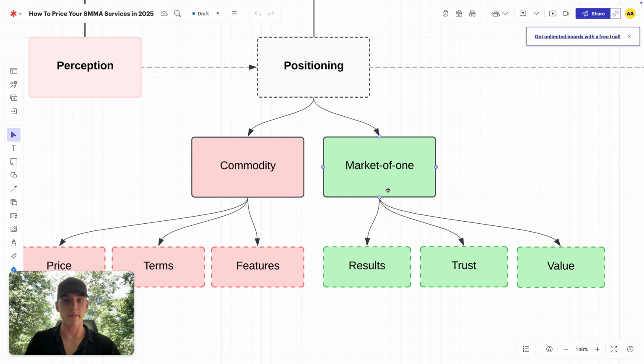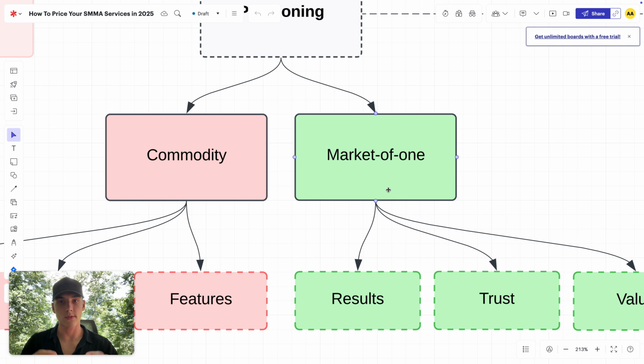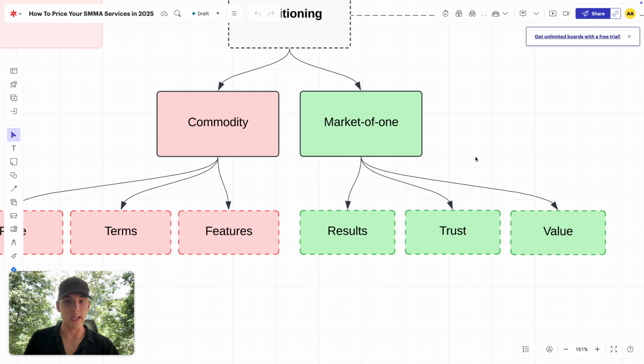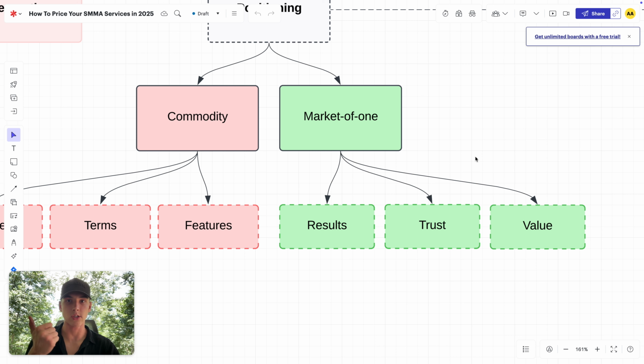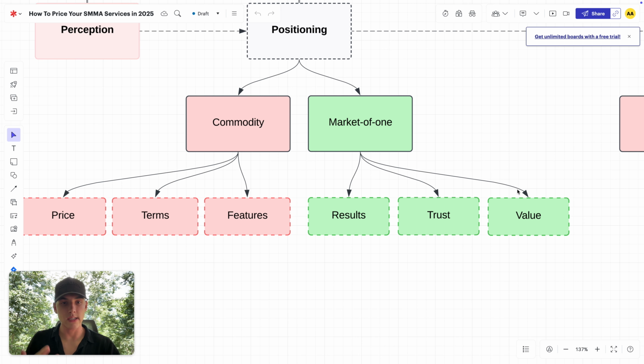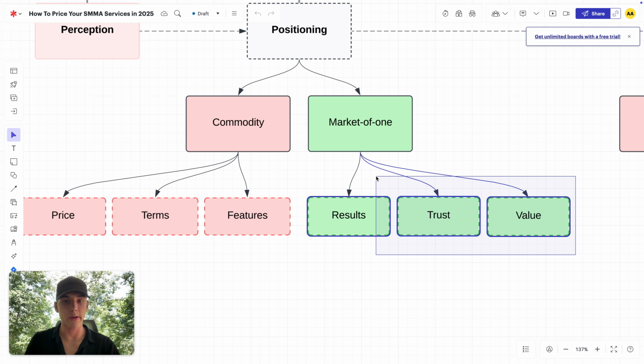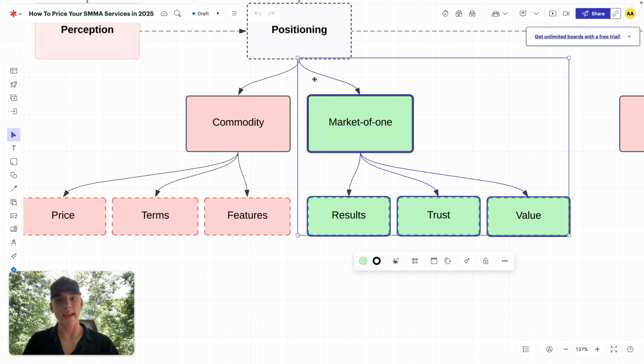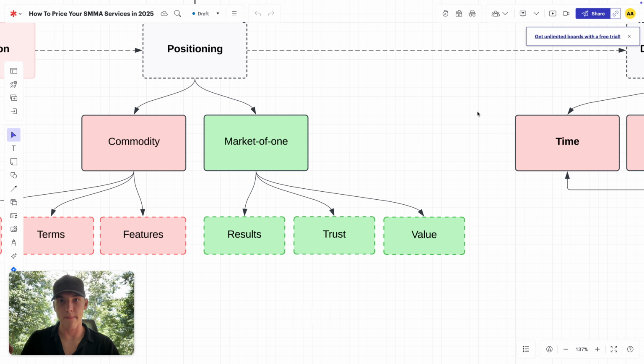In a market of one, you have such amazing results, you have such amazing case studies, you have such a personal brand that people just don't see any equivalence to your agency, and in this case they begin judging you based on your results, based on the trust that they have, and based on the value that you provide. And this is exactly where you want to be, because this is where you will have the best clients that are the least of a headache, and you will be able to charge premium prices.